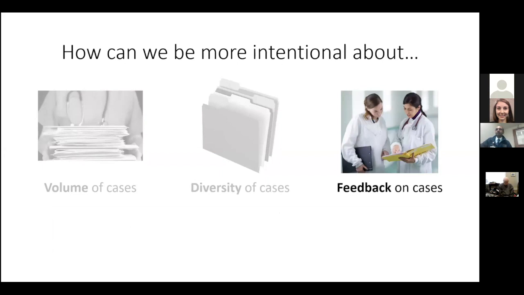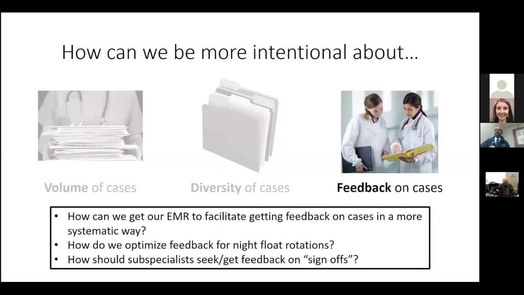And finally, feedback on cases. How can we get our EMR to make getting feedback on cases easier and more systematic and less me spending time after I've gone off service to manually hunt down all the patients that I took care of and figuring out what happened to them? How can we optimize feedback from night float rotations or other rotations where the time of patient contact is limited? Or how should subspecialists get feedback on the patients that they sign off of in a systematic way? So I don't have answers to these questions, but I look forward to hearing a discussion about it.